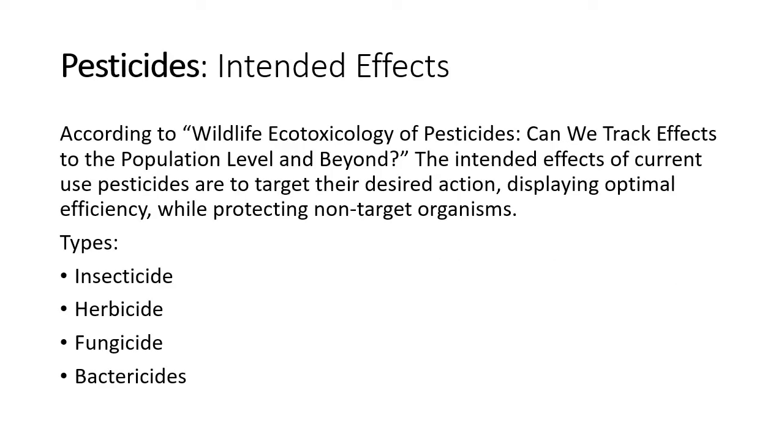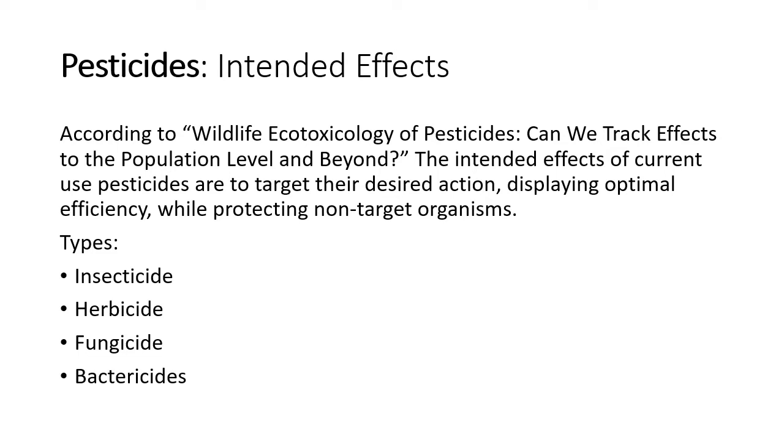According to the article, the intended effects of pesticides are to target their desired action, displaying optimal efficiency while protecting non-target organisms. So for example, say you're trying to kill some weeds on your front lawn. You're going to use weed killer or herbicide, and what you're trying to do is target the weeds while protecting and maintaining the green grass that surrounds the weeds.